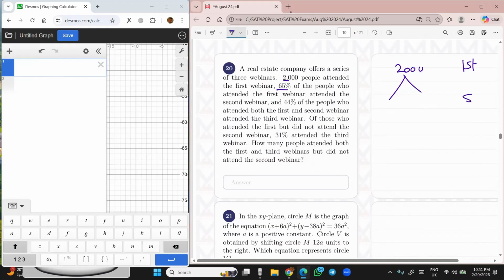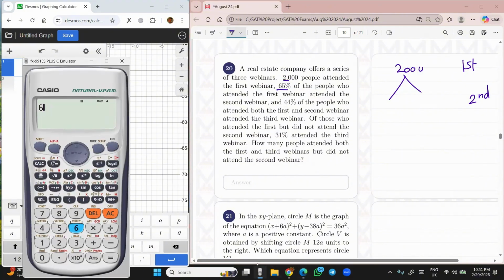So we are talking about the second webinar. We have 65% of these. How can we get 65%? We can just write 65, then shift with this sign right here to get percent, times 2,000, which gives 1,300. So 1,300 people attended the first and the second.